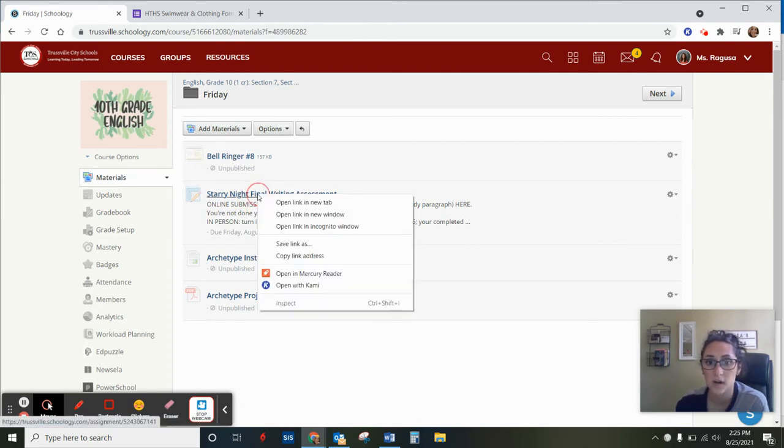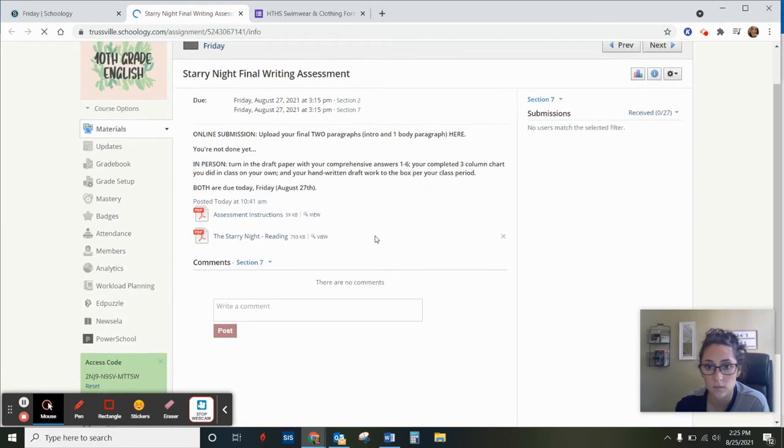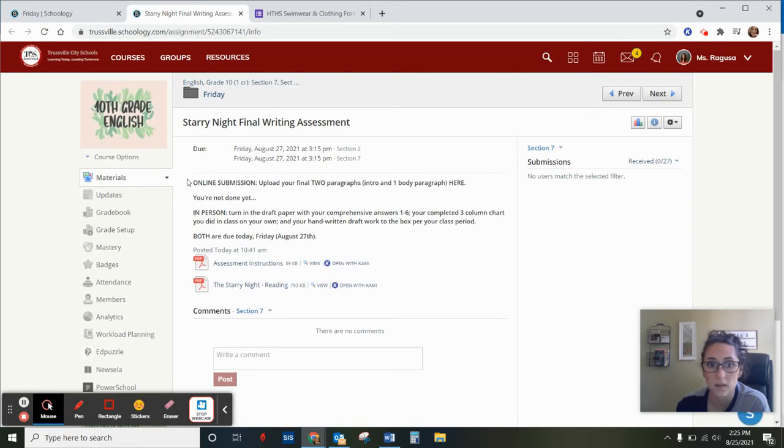But then for the Starry Night written assignment, this is what we've been working on since Monday. I did want to overview with you really quickly. Online submission: your final 2 paragraphs, just 2 paragraphs, sorry, 1 intro and then 1 body paragraph. You are going to submit your typed 2 paragraphs here. Everything else you've done. So in person, you have another step.